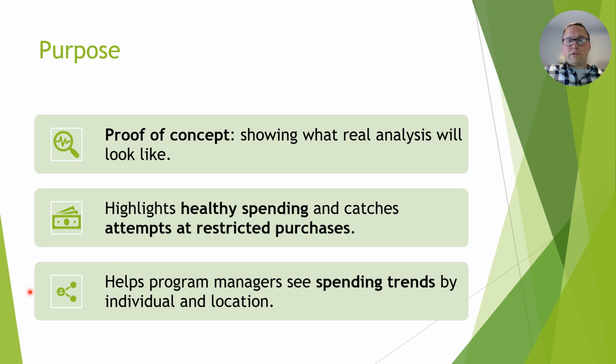It also helps program managers see spending trends by individuals and location. So if a client governs 5 different locations around a state, they could see location specific how people at each of these different locations are using the card. And you might see a difference between locations depending on a variety of factors, ranging from nutrition counseling to makeup of the clientele. So not only can you see it at a global level, but at a building level and at an individual level.